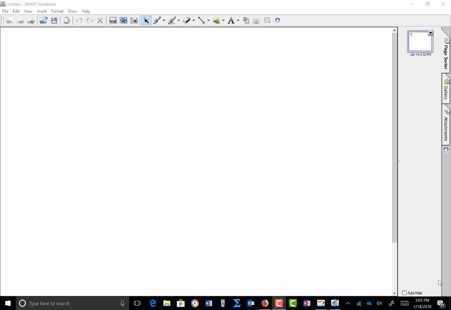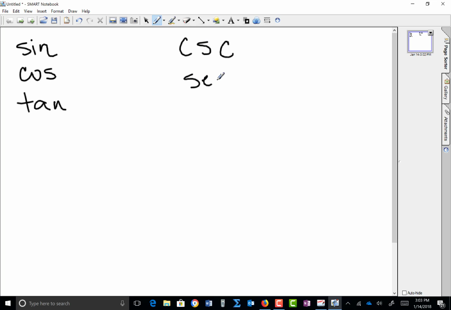We've talked about the trig functions in relation to the unit circle. Now we're going to talk about them in relation to triangles, specifically right triangles. So when we look at sine, cosine, tangent, cosecant, secant, and cotangent, you know the definition of these based on the unit circle.